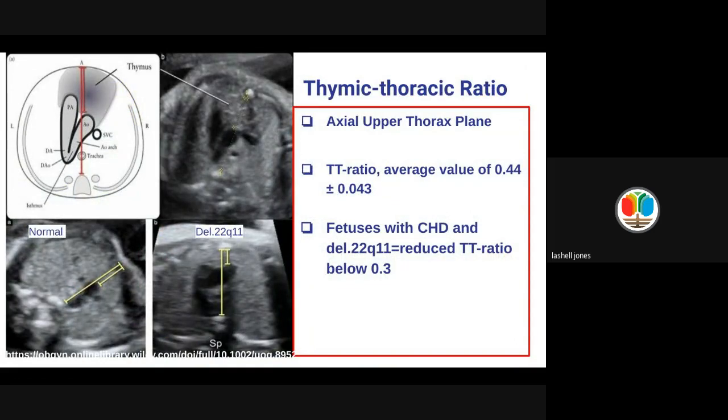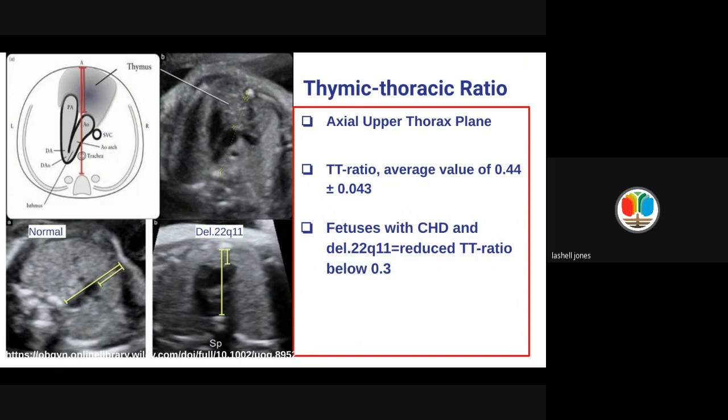All right, so why is the thymus gland important to see? Researchers have found that fetuses that have a microdeletion of 22q have a smaller thymus gland or even an absent thymus gland. So it's really important to demonstrate that you are seeing that.